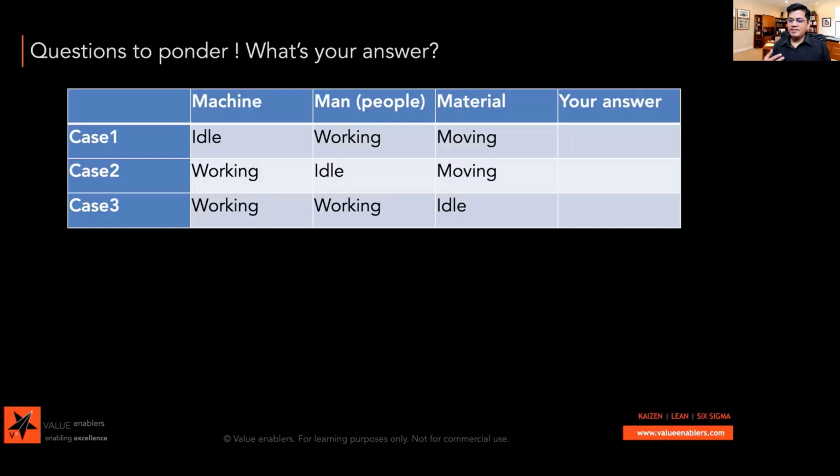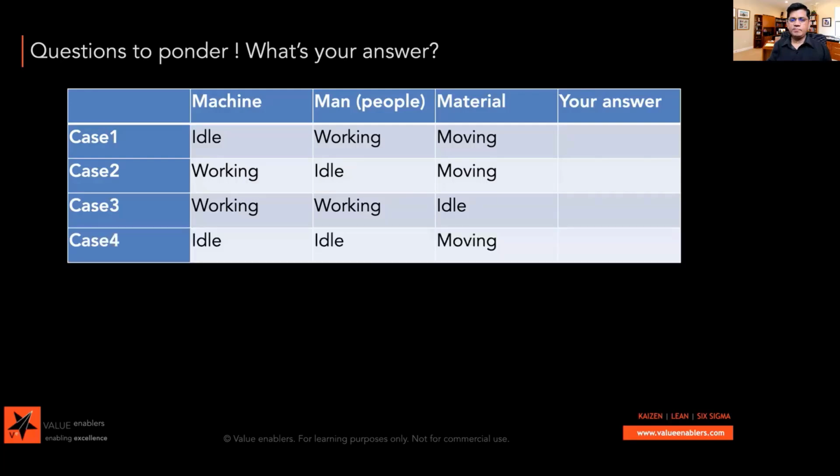What is the reason? Is it difficult to answer or easy to answer? At least I wanted some responses from some people. Possible situations inside that factory. No answer is a wrong answer. These are all possible situations inside that factory. Case 4, machines are not running, man is also not working, but material is moving.